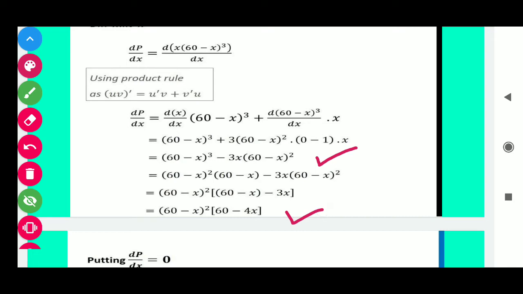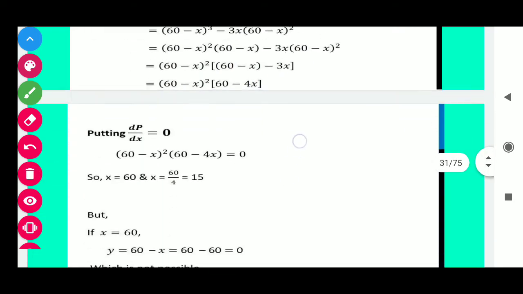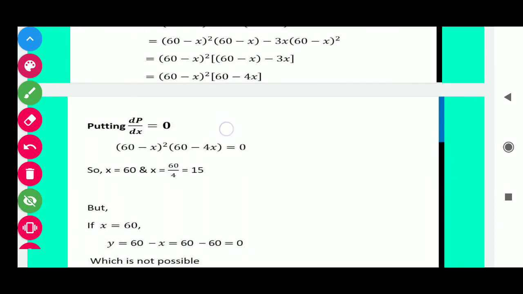So we take common (60 minus x) whole squared. In this way we get 60 minus x minus 3x. So 60 minus x minus 3x, we get 60 minus 4x. Now for maxima or minima we need to put this equal to 0. In this way we get the answer x = 60 and x = 15.